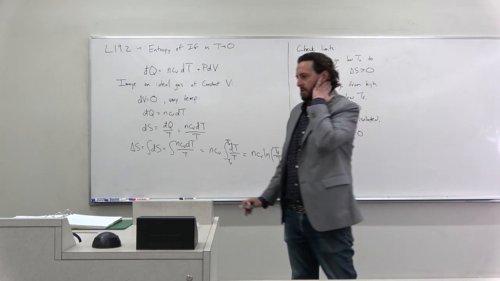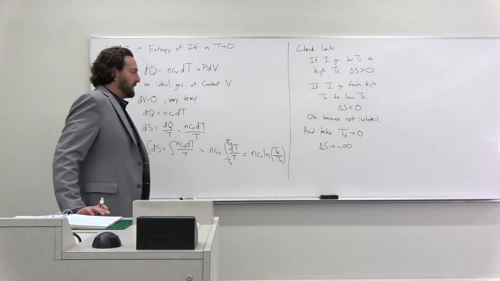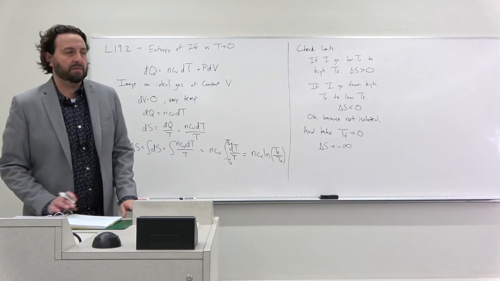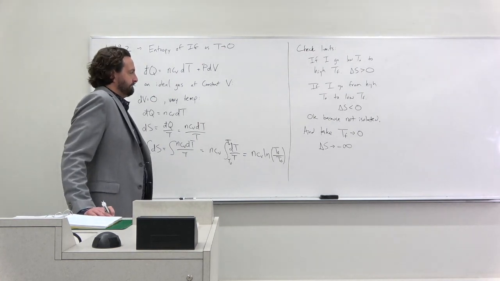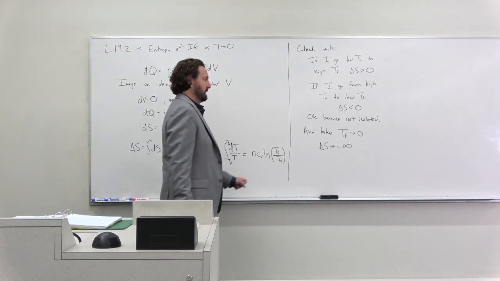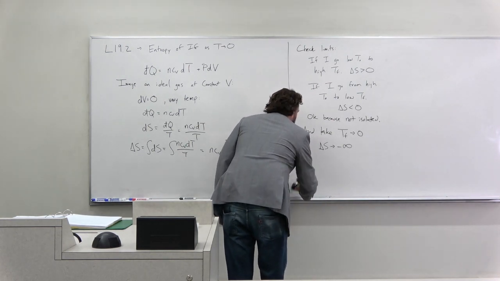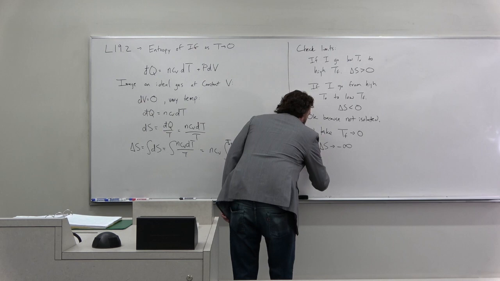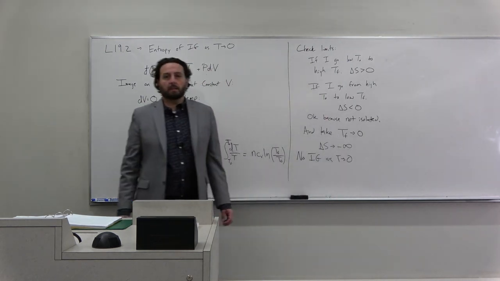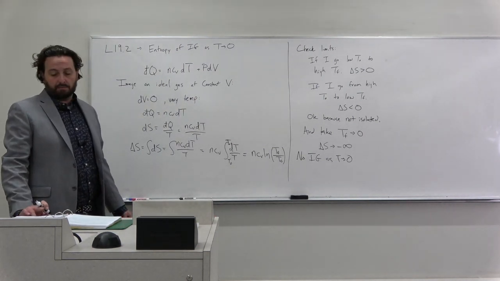So anybody have any idea on what might... The real physical world abhors infinities, right? We don't really have a negative infinity. That's impossible. So what's the answer? Well, the answer is that there's no such thing as an ideal gas as T goes to 0. Nature prevents us from having an ideal gas at T equals 0.